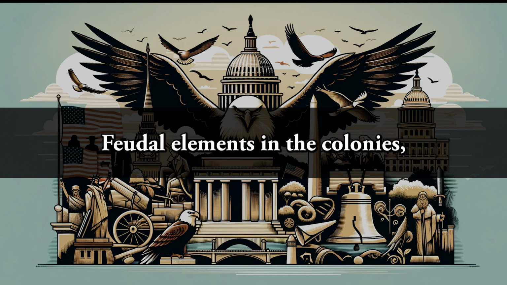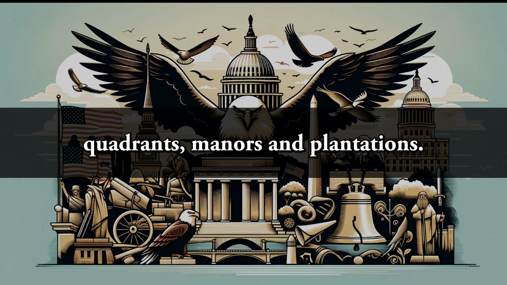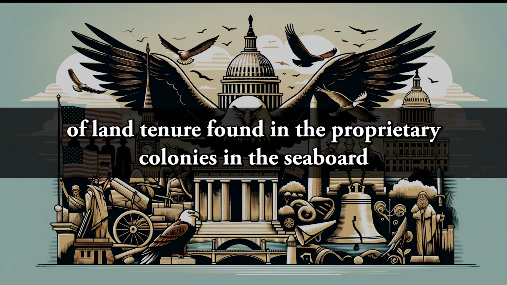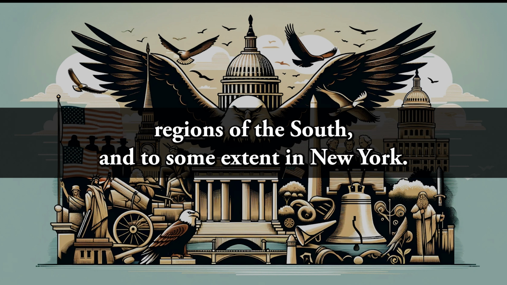Feudal elements in the colonies. Quit-rents, manors, and plantations. At the other end of the scale were the feudal elements of land tenure found in the proprietary colonies, in the seaboard regions of the South, and to some extent in New York.